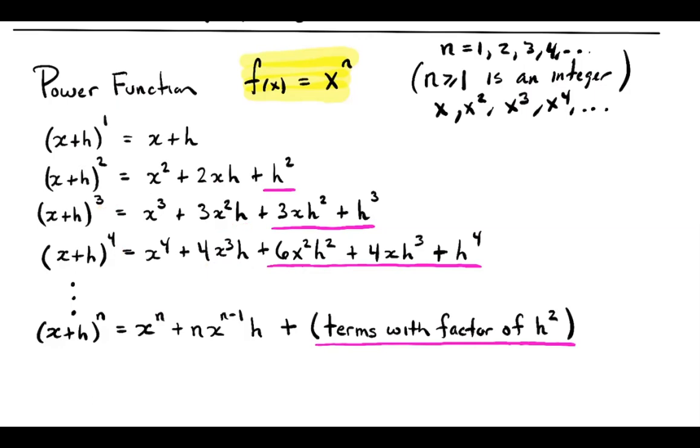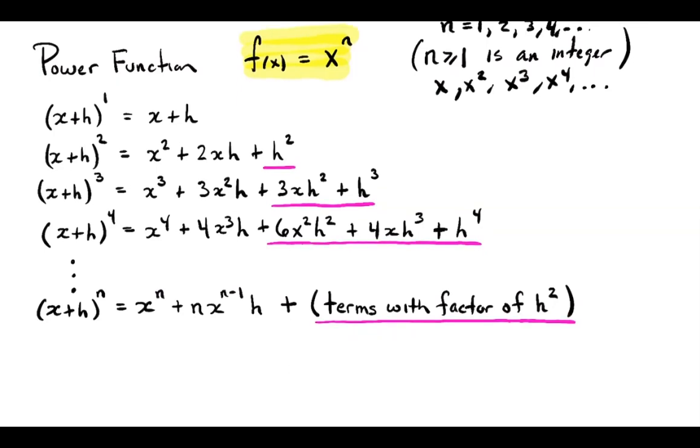When n is 3, you get 3x squared h. So down here in my general expression, it starts off x to the n, and then the second term is going to be n times x to the n minus 1, times h. And then the rest of this stuff, I just want to remark, has terms that have at least a factor of h squared in them. Look, here's an h squared, here's an h squared, h cubed has got a factor of h squared in it. There's an h squared, an h cubed, an h to the fourth. So that pattern will continue. I'm just going to write that generally like this: terms with factors of h squared in them. Okay, so this comes from the binomial theorem.